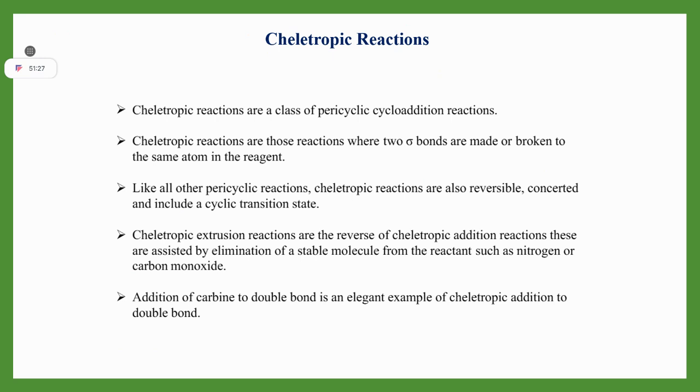So now we are going to discuss some cheletropic reactions. So before solving problems based on these cheletropic reactions, first you should know what are actually cheletropic reactions. They can also be classified as pericyclic cycloaddition reaction. If I take an example, let's say you have your butadiene and one molecule of your SO2, right?